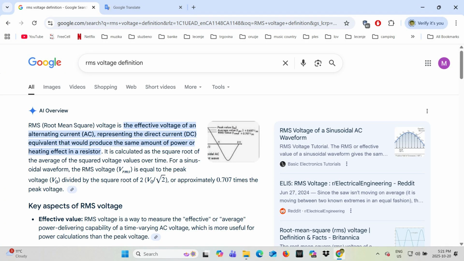Hey Aiko, give the definition of RMS voltage. Google Babe, please read it.